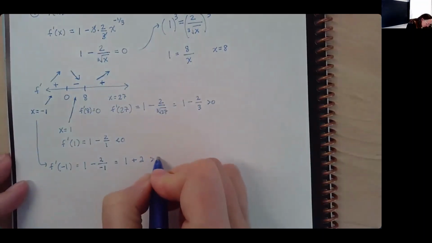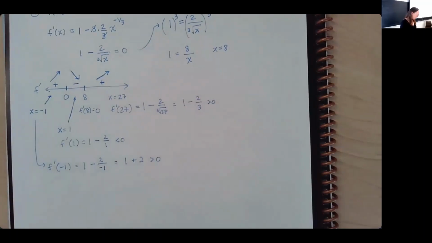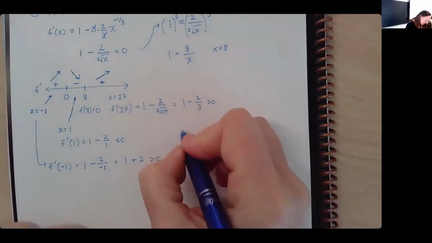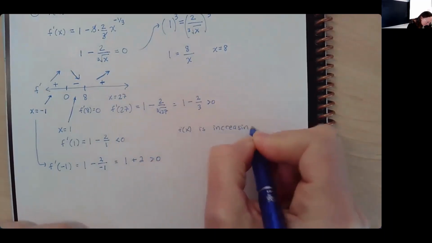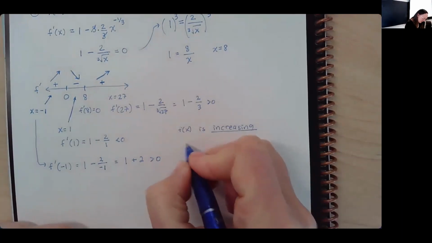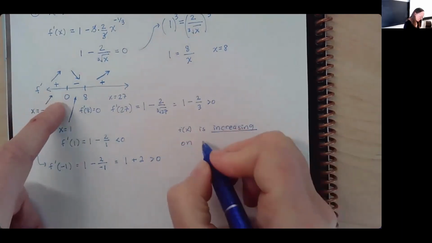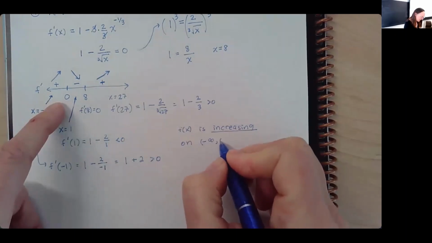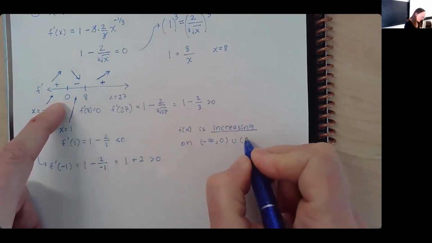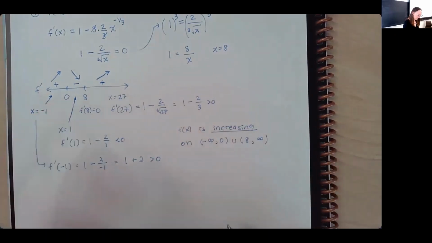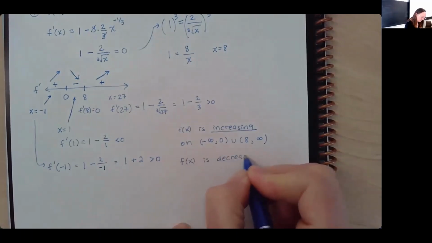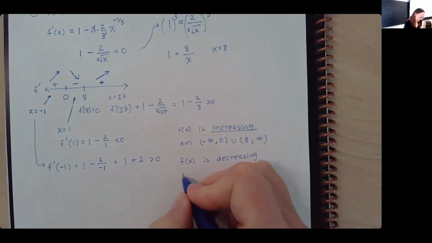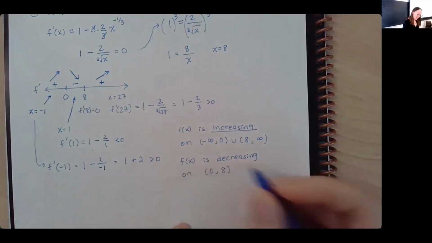So I didn't actually answer my question, which was intervals where we are increasing and decreasing. So our function is increasing on the intervals from -∞ to 0 and 8 to +∞. And my function is decreasing on 0 to 8.